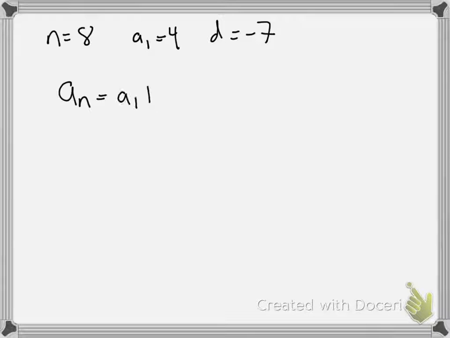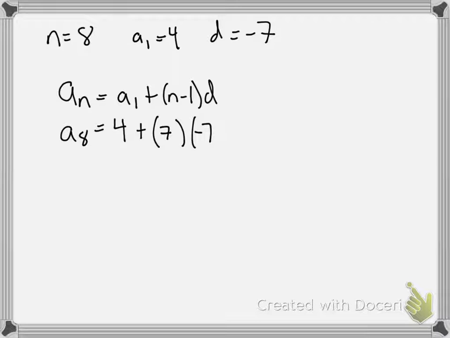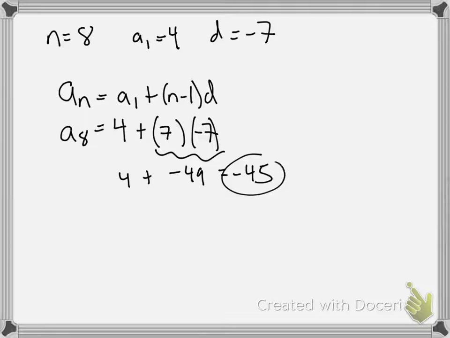Our first try it yourself says that you want to find the eighth term, so n equals 8. First term, a sub 1 equals 4, and the difference equals -7. So we're going to find a sub n equals a sub 1 plus n minus 1 times d, which gives me a sub 8 equals 4 plus 7 times -7. That gives me -49 plus 4, which is -45.